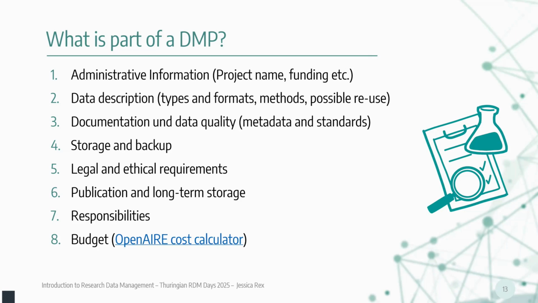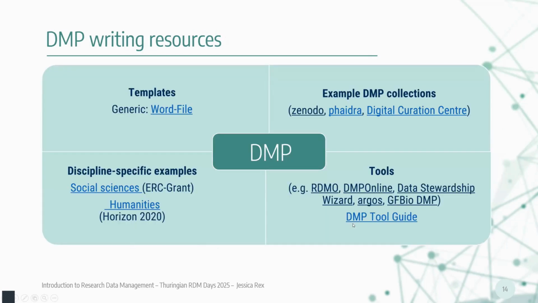Now, a lot of you might not have yet written a data management plan ever, and might be thinking, okay, but how do I do this? So there are resources to help you write or create your first data management plan and also all the subsequent ones. For example, up here in the upper left-hand corner, we've given you a template, which is a generic Word file that you could use to start off your first data management plan. But if you're thinking, I don't even know what to write in there at all, there are example DMP collections that you can access online. There's one on Zenodo, Fedora, which is an Austrian platform that collects data management plans, or also the collection by the Digital Curation Centre, linked here for your convenience.